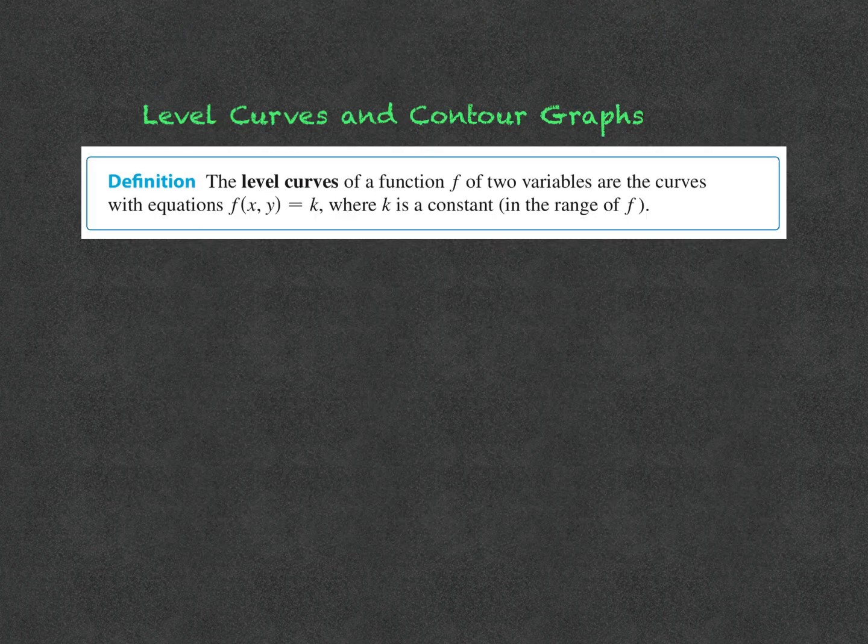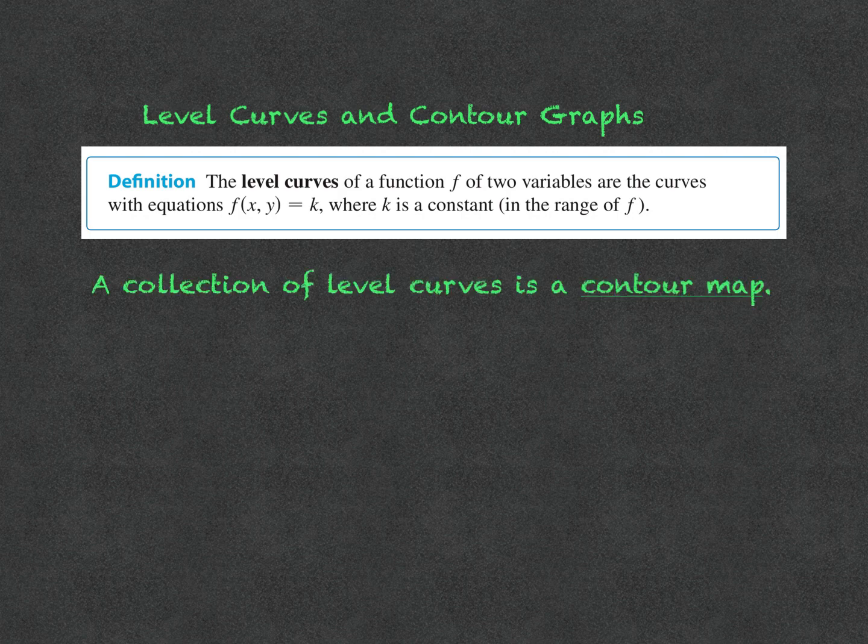Then the third part of this section is level curves and contour graphs. So the level curves of a function f of two variables are the curves with equations f of x,y equals k, where k is a constant in the range of f. This is going to make more sense in a minute, so just give me a second to get there. But it's the points in the domain where f has a certain value k. And an easier way to explain that is it shows where the graph has a height k above or below the xy plane. So you just have a constant value k. Now, a collection of level curves is called a contour map.